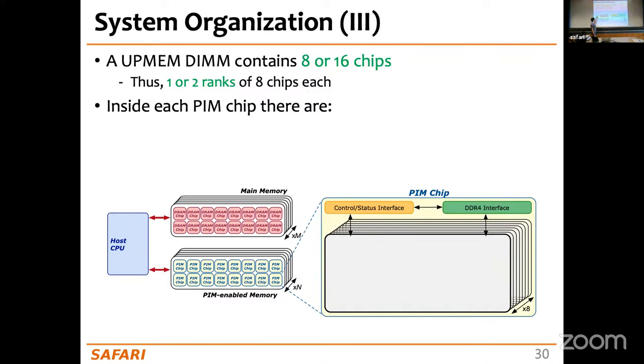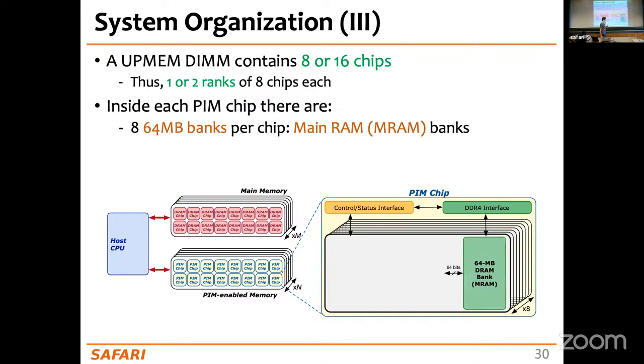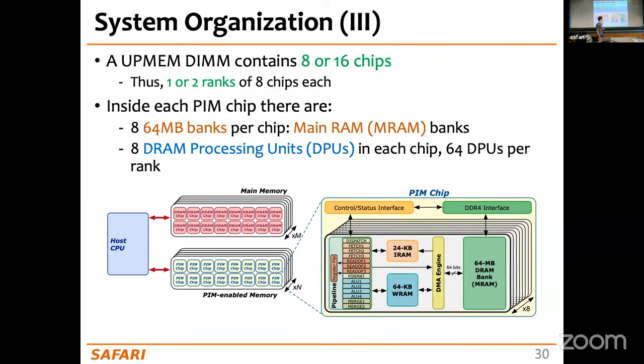It's an overview of the current UPMEM PIM system with main memory, PIM enabled memory, and inside each of the PIM chips, we have 8 slices, each of them with a DRAM bank of size 64 megabytes. Observe that we call this DRAM bank MRAM, or main RAM. And then we have the processor itself.